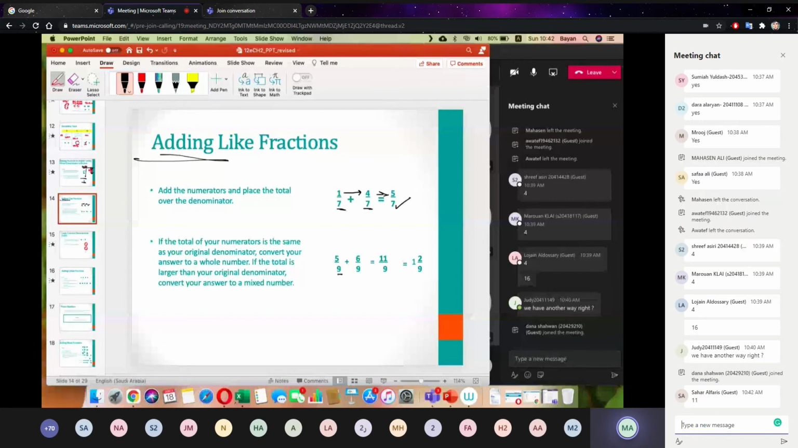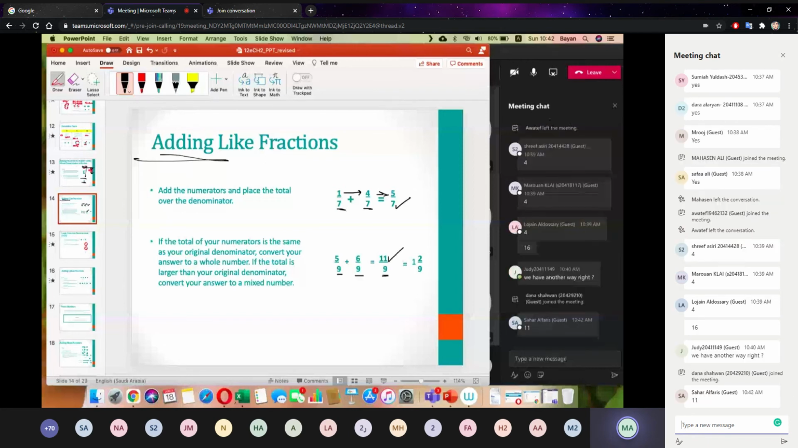They are always going to ask you in the exam to reduce your value to the lowest term. So you should reduce it to the lowest term. Divide 11 by 9 will give you 1 with 2 over 9. 11 over 9, divide 11 by 9 will give you 1 with 2 over 9.